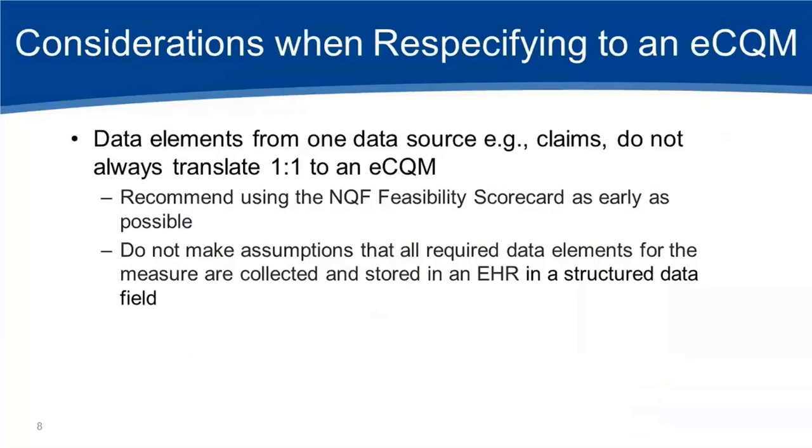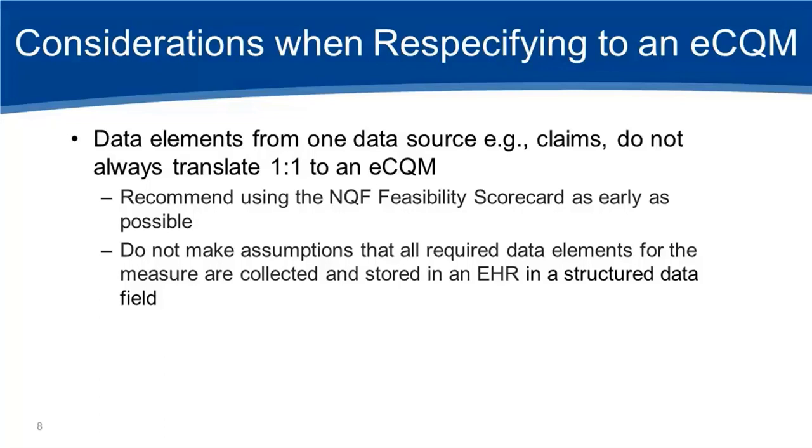So I've already touched on some of this, but there really are just so many things to consider when respecifying a measure to an eCQM. You really have to think hard about how that change in specification format impacts how data are going to be stored and collected. So data elements from one data source, like claims or manually abstracted paper records, don't always translate one-to-one to the data elements that are going to be in an eCQM. So for example, a data element around diagnosis or evidence of, let's say, a diabetes diagnosis may be available in one or two fields within claims, but in the EHR, that information could be stored in lots of different ways.